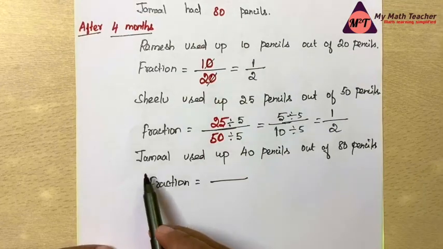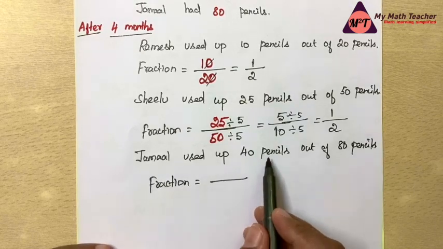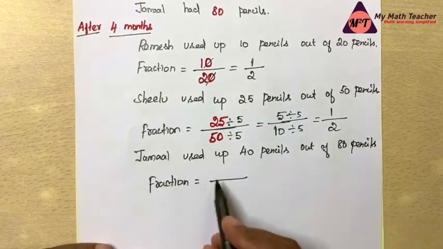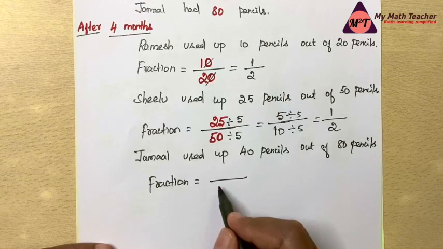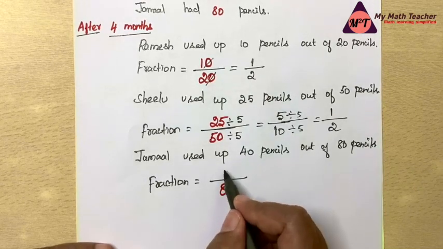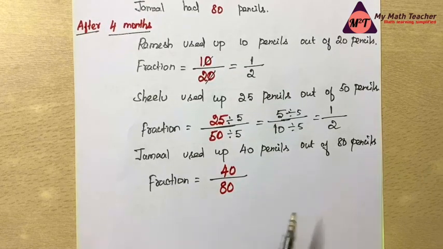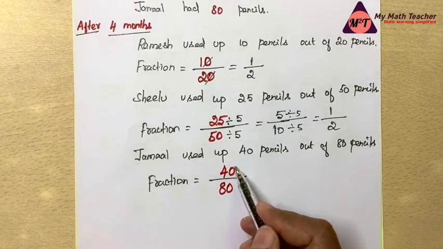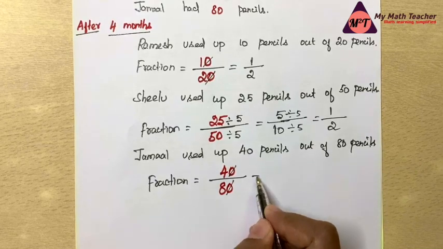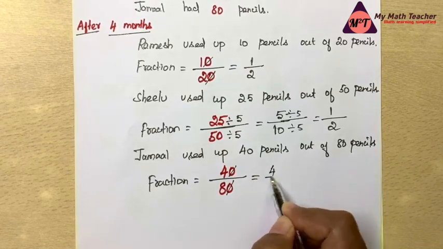The third person, that is Jamal, used up 40 pencils out of 80 pencils. Now we have to write the fraction. The total is 80 pencils, out of which he has used 40 pencils. Now what will be the fraction? So it is very simple. We can divide it by 10. Cancel the zeros here. It will be 4 by 8.